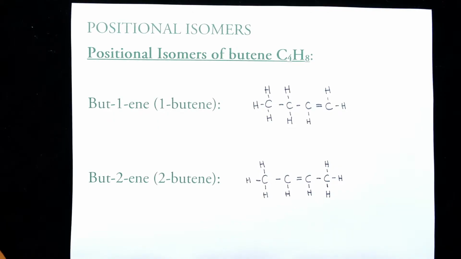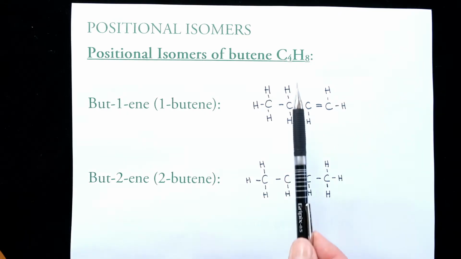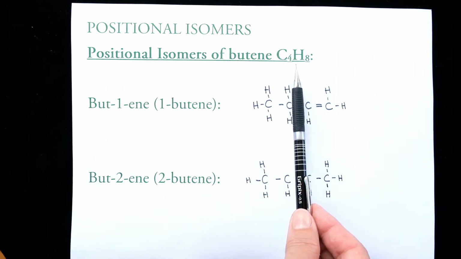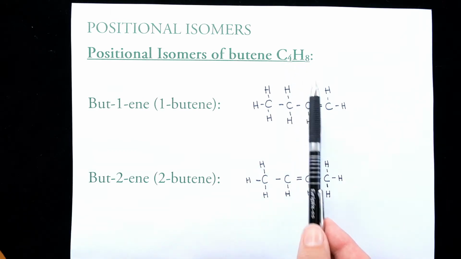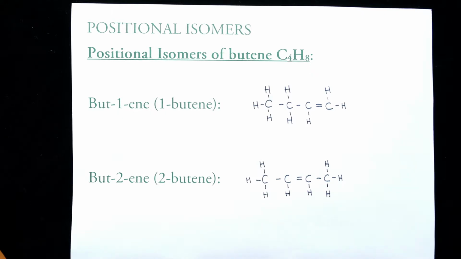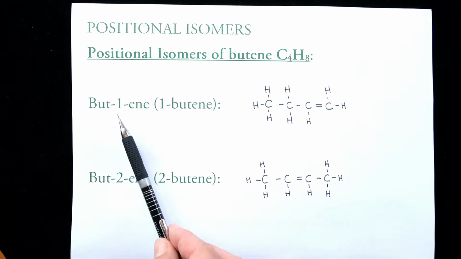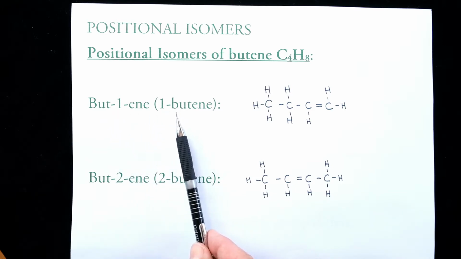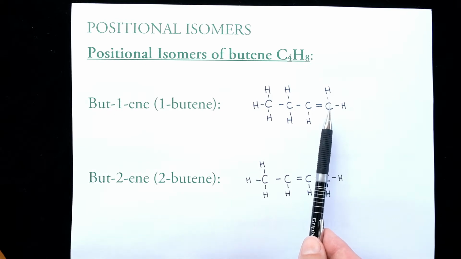Another example of positional isomers, we're going to look at butene. Butene is a chain of 4 carbons with a double bond, therefore the name ends with -ene. The molecular formula is C4H8 for both of these molecules. But what we've done here is we've moved the position of the double bond. In the first molecule, the double bond comes after carbon number 1, so it's but-1-ene, or you can call it 1-butene. We will be numbering from the right-hand side.